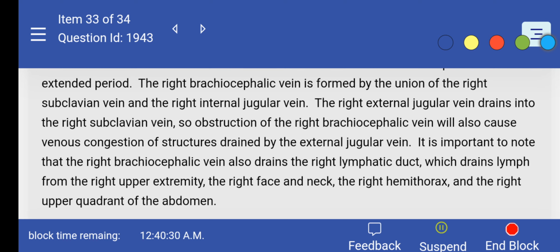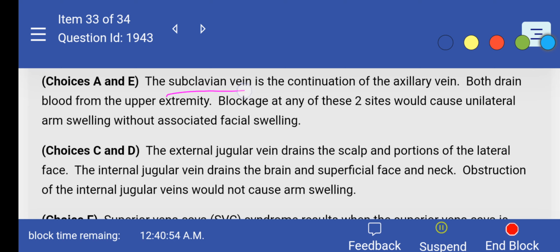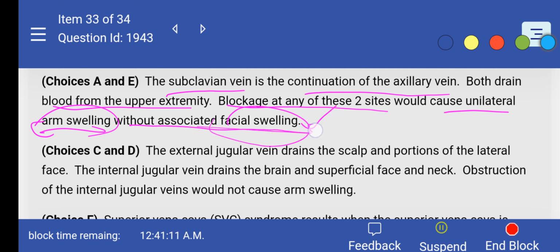It is important to note that the right brachiocephalic vein also receives the right lymphatic duct, which drains lymph from the right upper extremity, right face, neck, right hemithorax, and right upper quadrant of the abdomen. Why not options A and E? The subclavian vein is the continuation of the axillary vein. Both drain blood from the upper extremity. Blockage at either would cause unilateral arm swelling without associated facial swelling, because that would be associated with jugular vein problems.